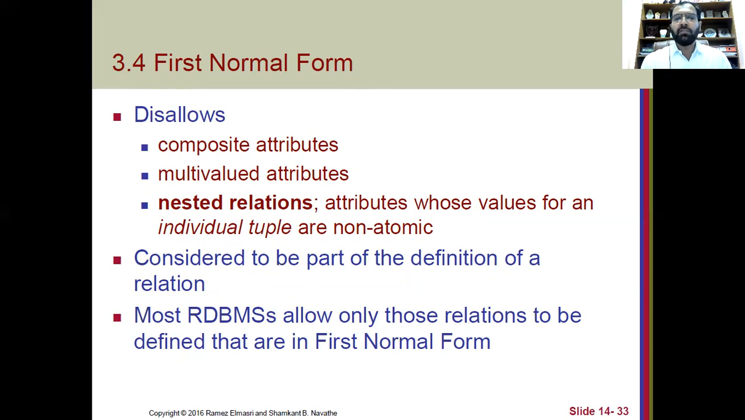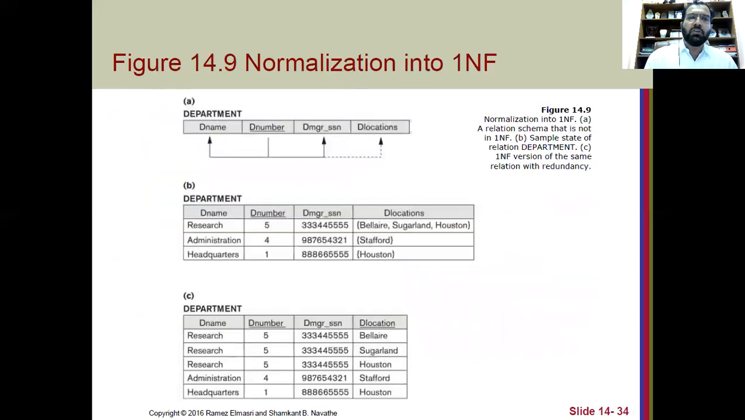Considered to be part of the definition of a relation, of course, most relational database management systems allow only those relations to be defined that are in first normal form. So in other words, it is very simple to understand that if any relation holds the basic properties of a relation, we can say that relation is in the first normal form. Let's see the example over here.